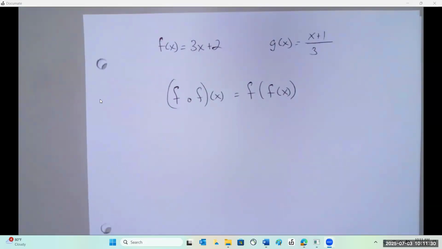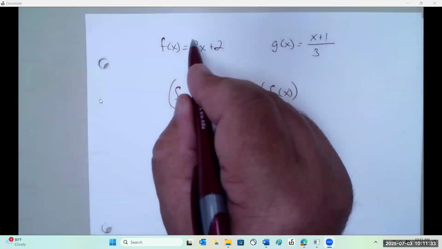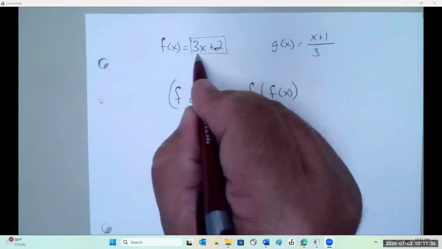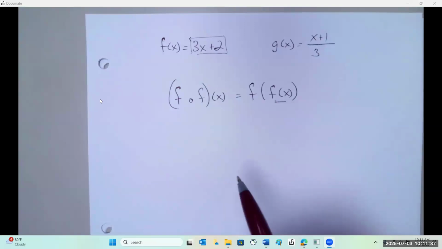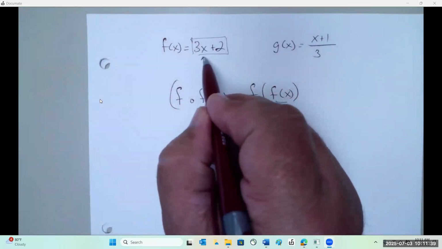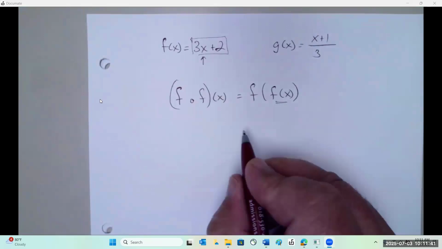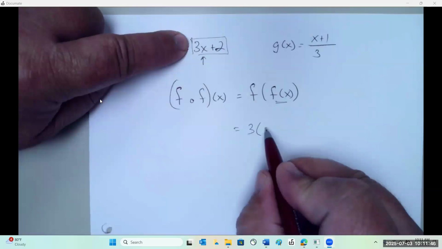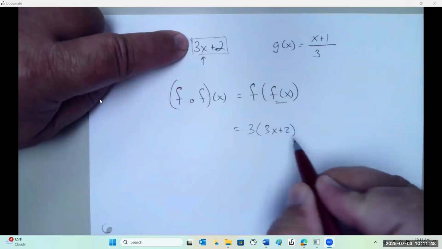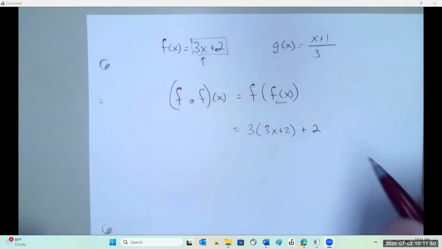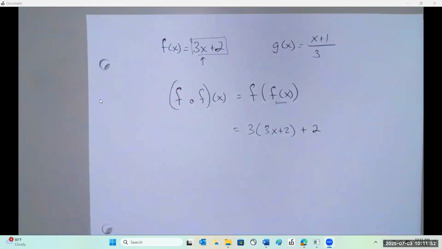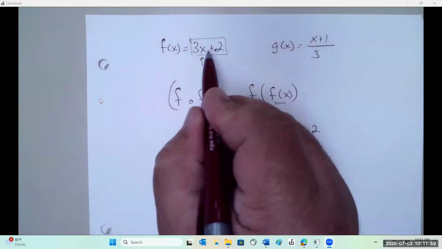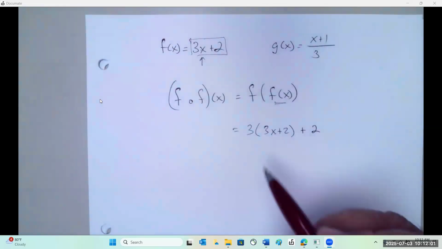So what does that mean? That means we take this equation, which is our f of x function, put that in place of x. So there's the 3. X is going to be 3x plus 2, and there's the plus 2. So that's how the FOF works. Take the function itself and plug it back inside where we see an x.